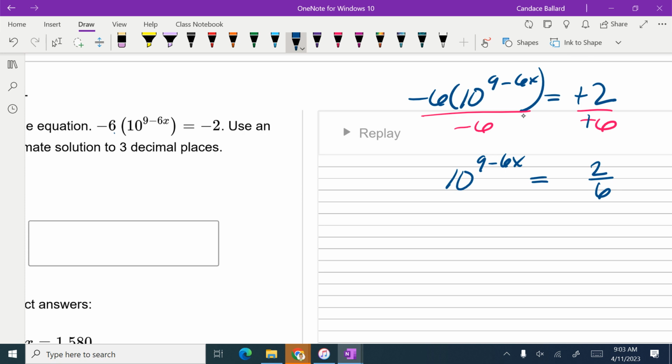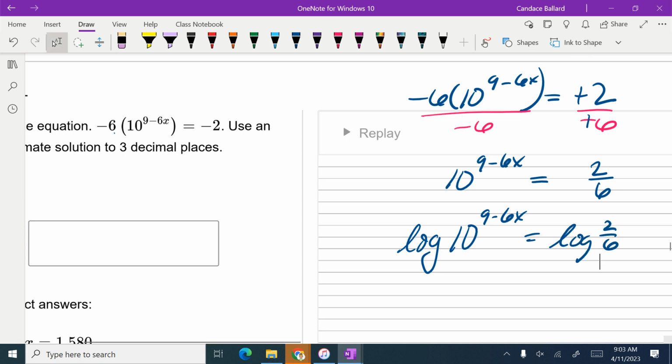Because my x is in the exponent, that's the indicator that I need to use logs to solve. So I'm going to take the log of both sides. So log of 10 to the 9 minus 6x equals log of 2/6. It doesn't matter that that's a fraction, okay? Let it be a fraction, that's okay.